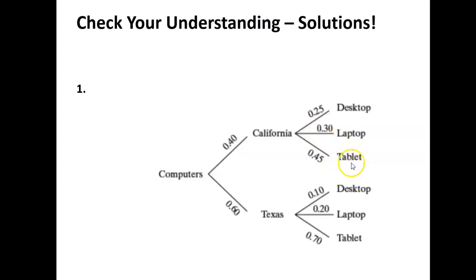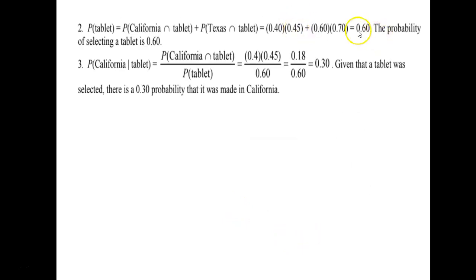So we have to find all the tablet probabilities and add them together. Following the branches out, 0.4 times 0.45 plus 0.6 times 0.7, and we add those numbers together, and we get 0.6. So the context there: the probability of selecting a tablet is 60%.